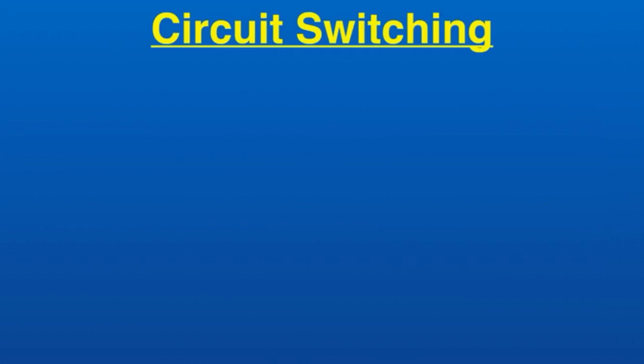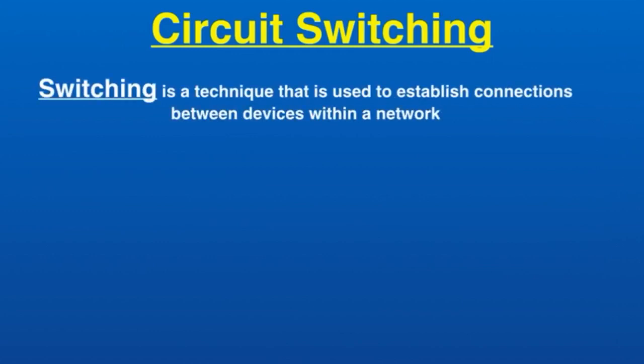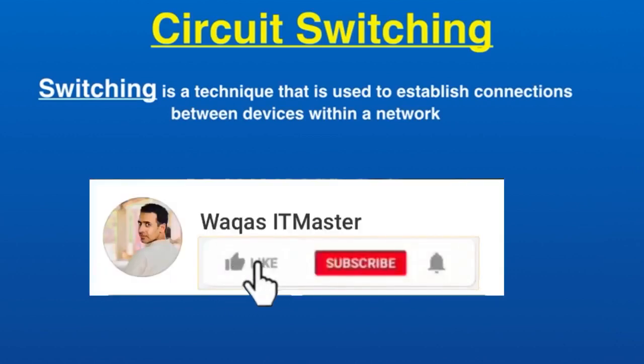Today we are going to talk about two different methods of switching, circuit switching and packet switching. Switching is a technique that is used to establish connections between devices within a network. Once a connection is made, information can be exchanged. Circuit switching and packet switching both are used to connect multiple communicating devices with each other.